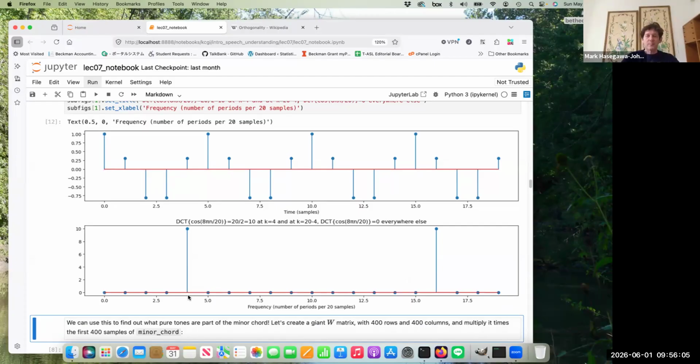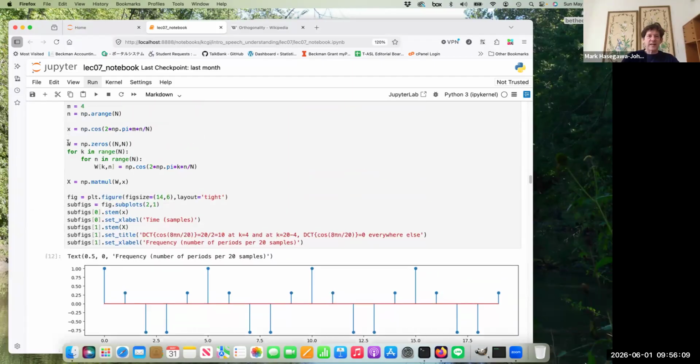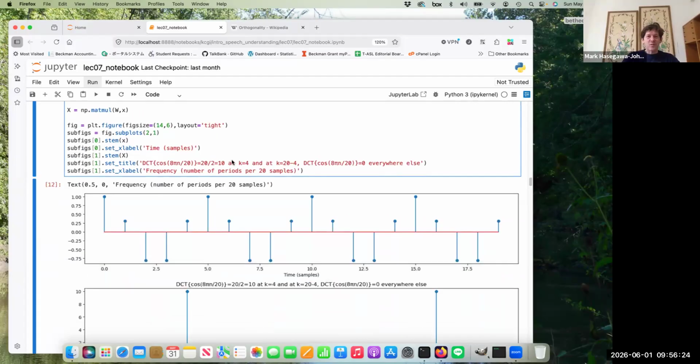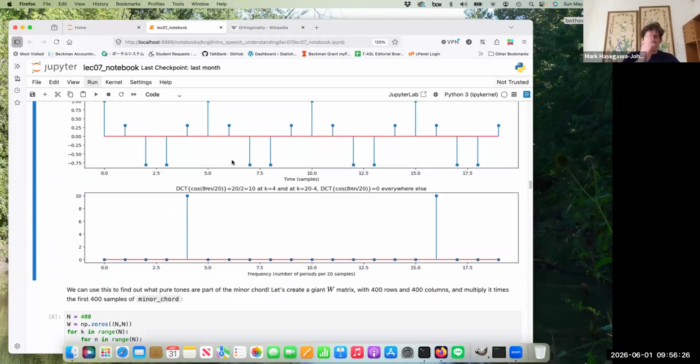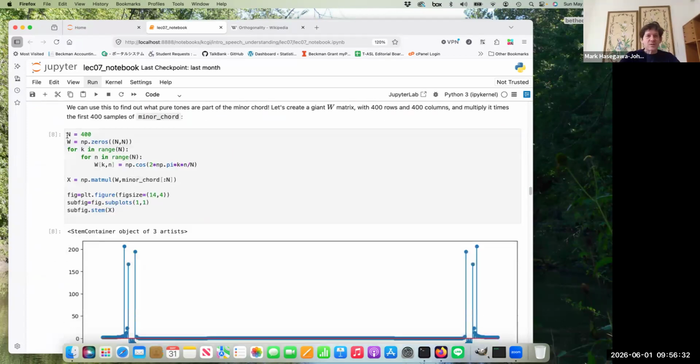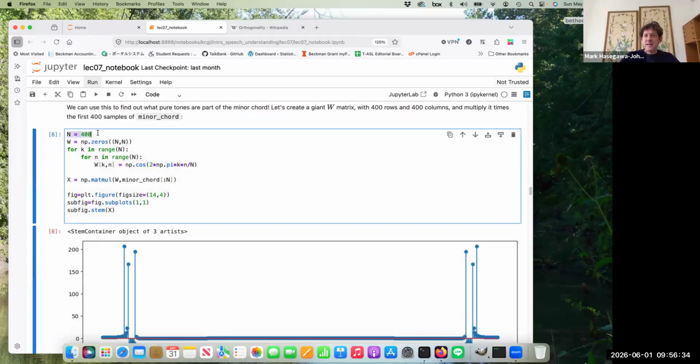We want to take that major and minor chord and multiply them by a W matrix like this. We want to multiply them by a W matrix that has every possible frequency on the piano. Basically, we want that W matrix to have one row for every note on the piano, and by having one row for every note on the piano, we can pick out exactly which keys on the piano were being pressed.